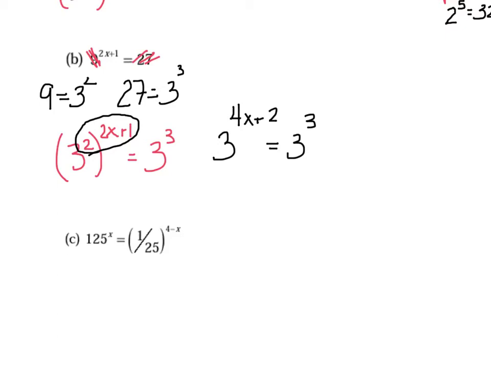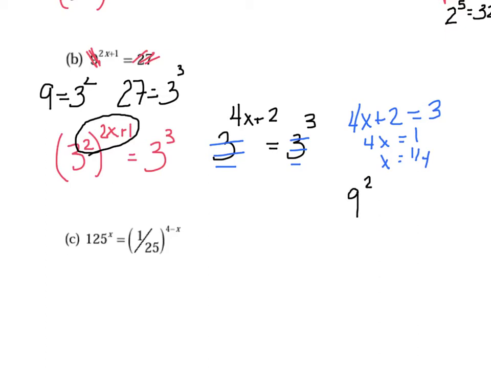Now I have my common bases, so I can clear those, and I'm going to set the exponents equal. 4x plus 2 equals 3. 4x equals, if I subtract a 3, 1. x equals 1/4. All right, let's do a quick check.